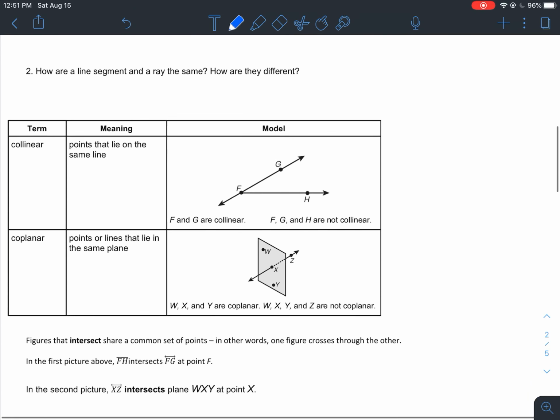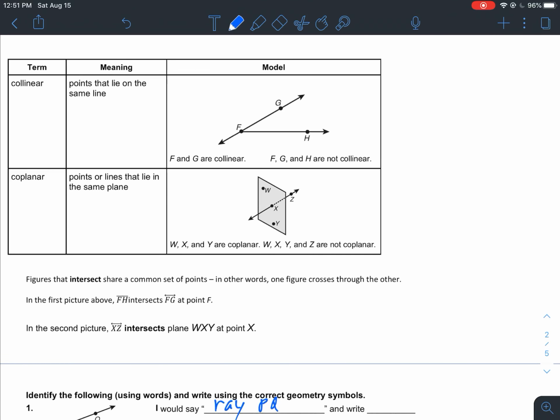We'll skip this for now. A couple more vocab words that I have written out for you here. The first one's collinear. Well, if non-collinear means not on the same line, then collinear means on the same line. So you can see here that F, G, and H are not collinear. But you could say F and G are, or F and H are, because they are on the same line. And that is the same for our next term, coplanar. Coplanar means on the same plane. So you can say W, X, and Y are on the same plane, but Z is not. So W, X, and Y are coplanar, but W, X, Y, and Z are not coplanar.